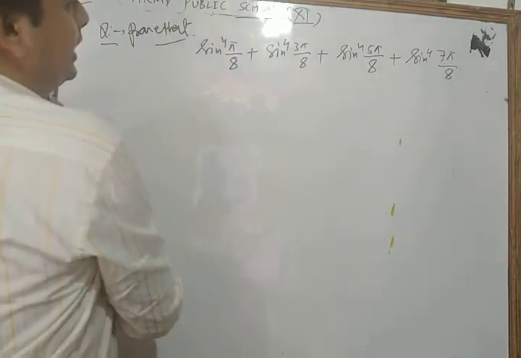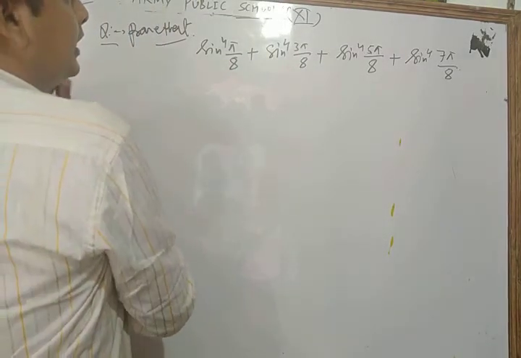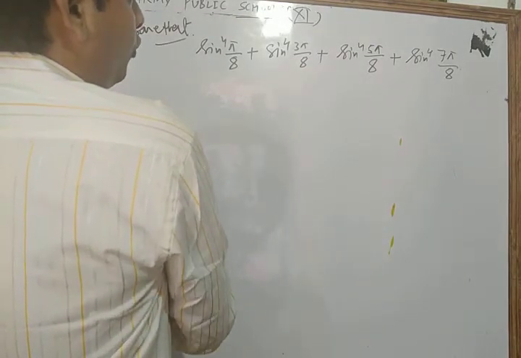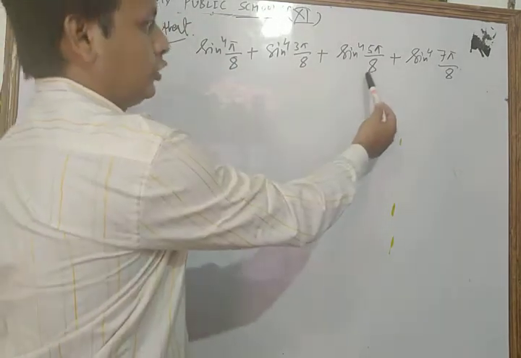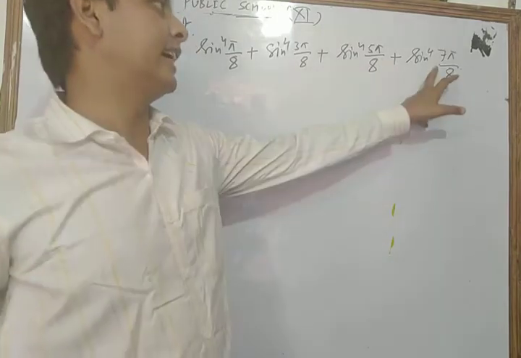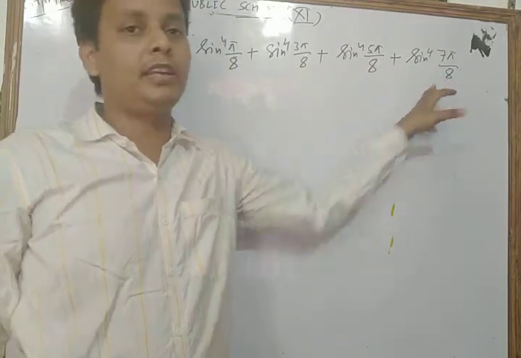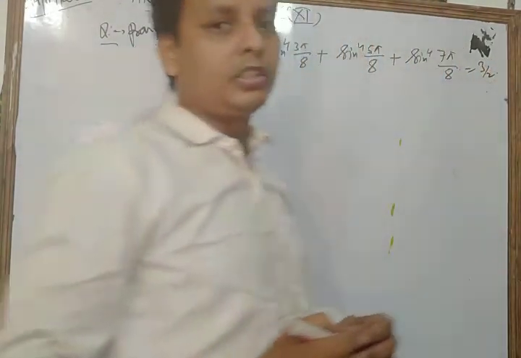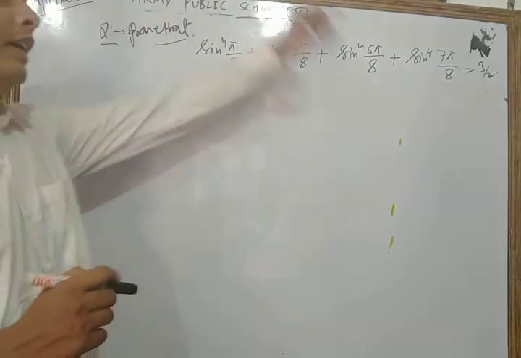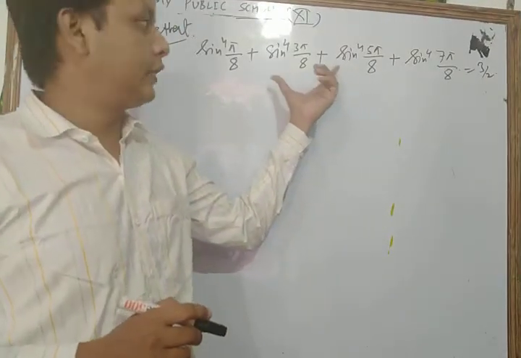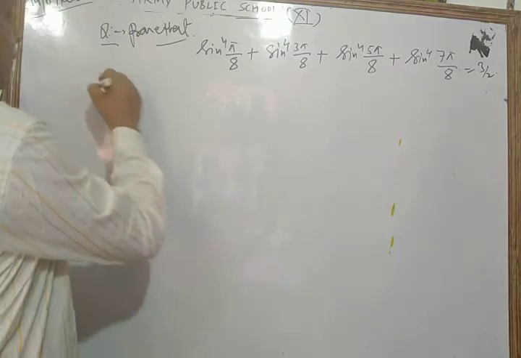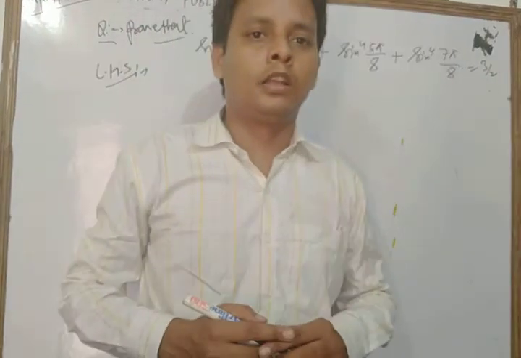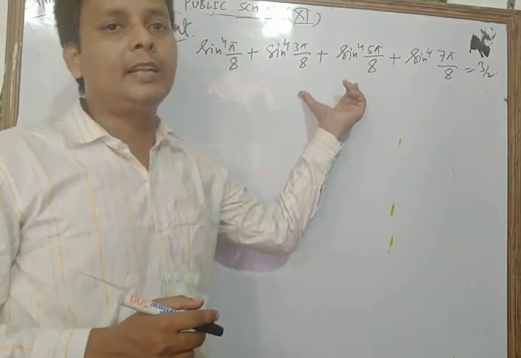Here, sine to the power 4 pi by 8, sine to the power 4 3 pi by 8, sine to the power 4 5 pi by 8, and sine to the power 4 7 pi by 8, and we have to show that this is equal to 3 by 2. This is your question. Okay, now let's see. First of all, we take the LHS.